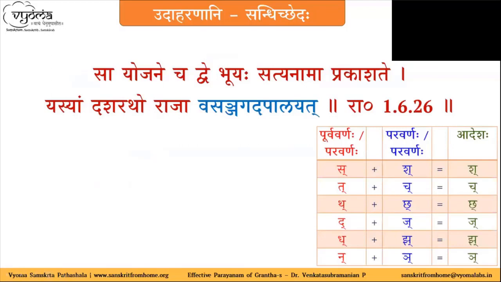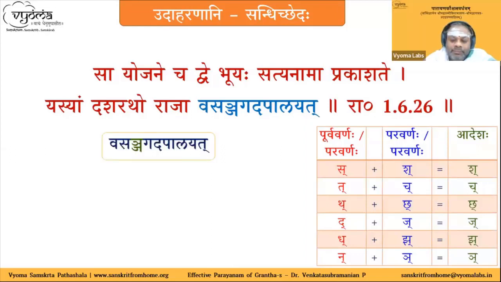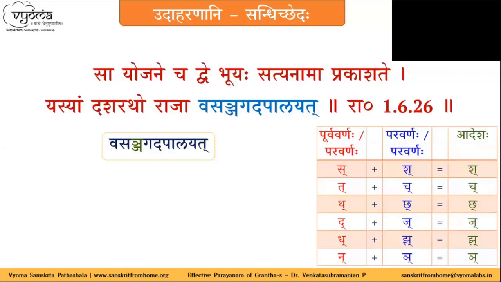Sa yojane cha dve bhuyah satyanama prakashate yasyam dasharatho raja vasan jagada palayat. Vasan, nakara at the end of the purvapada; the first letter of the parapada is jakara. Vasan plus jagada palayat. Nakara transforms into nyakara: vasanyagada palayat. Excellent.